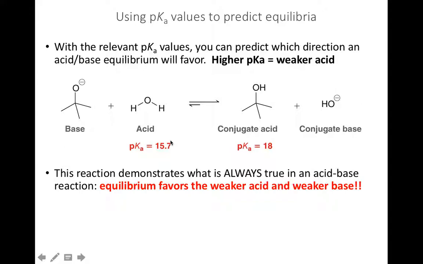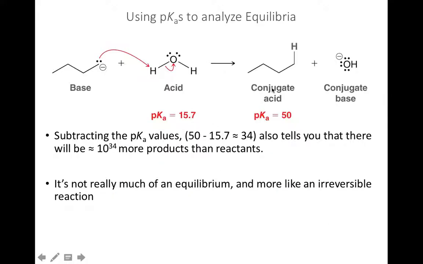And because acids are proton donors, water has a lower pKa than this compound, and so this is a stronger acid, and so it's a better proton donor, and so it's going to force the reaction to the other side. So the stronger acid forces the reaction to the other side. So in this case, the products are going to be favored.